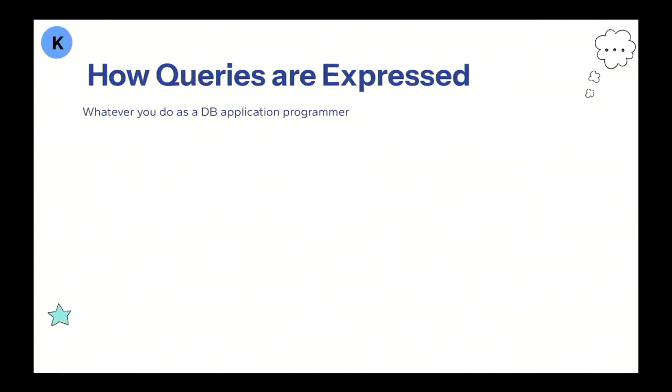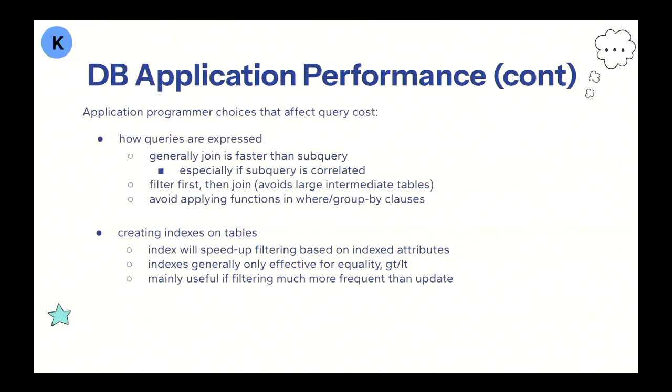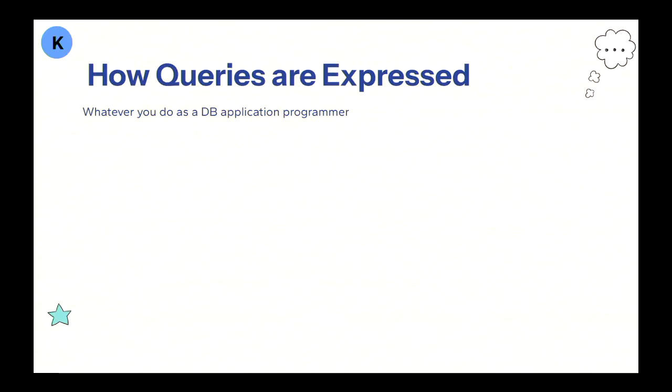So as you can see, there are two main choices that could affect the cost. The first one is how the queries are expressed. The second one is about indexes. Now let's learn them one by one.